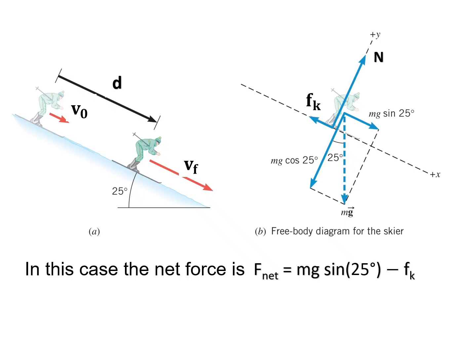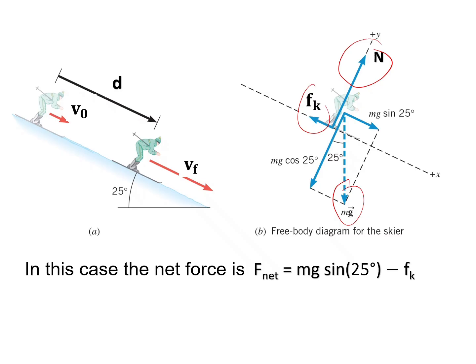The diagram shows the forces acting on the skier. The weight points straight downward. The normal force is perpendicular to the surface. Friction points up the slope because it opposes the skier's downhill motion.